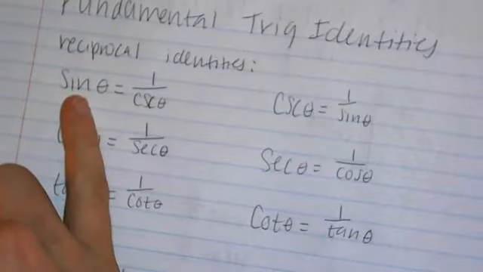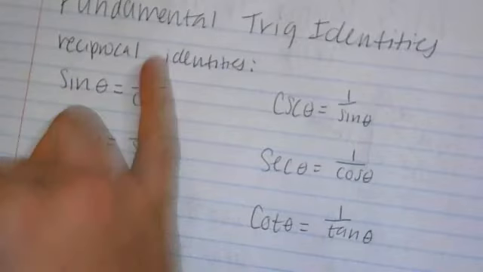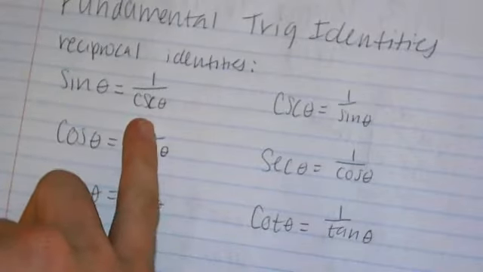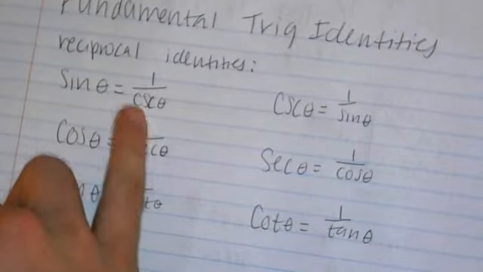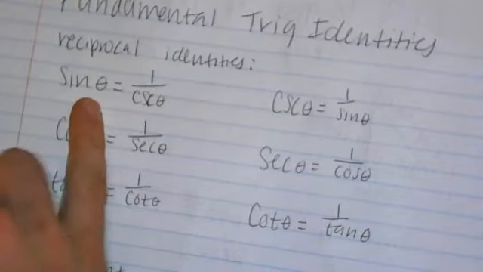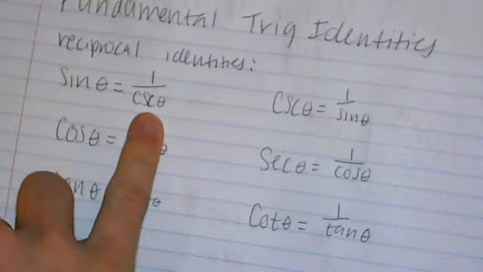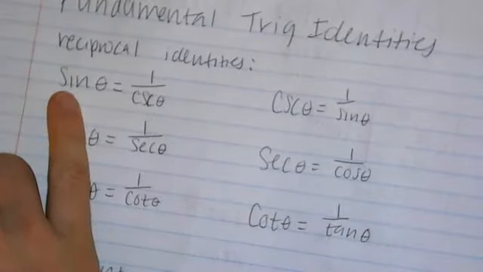So sine truly equals 1 over cosecant, meaning you could replace sine with 1 over cosecant, but this equal sign goes both ways. So you could replace 1 over cosecant with sine of theta.